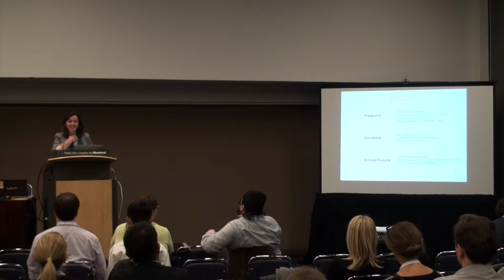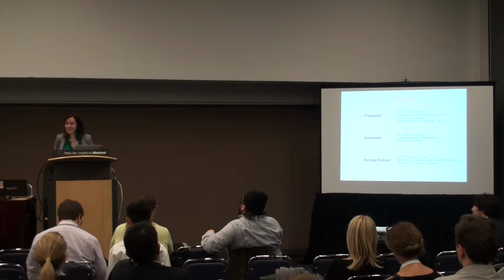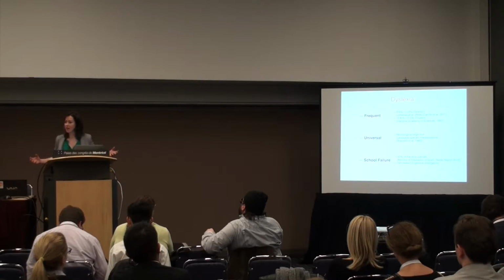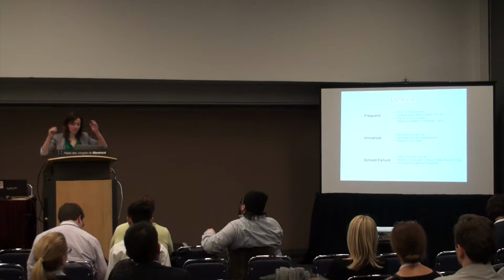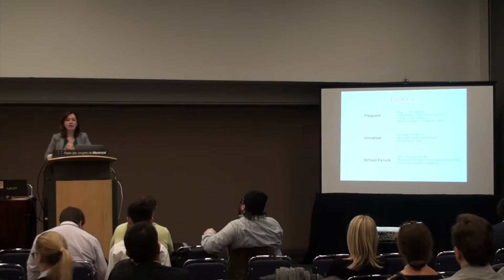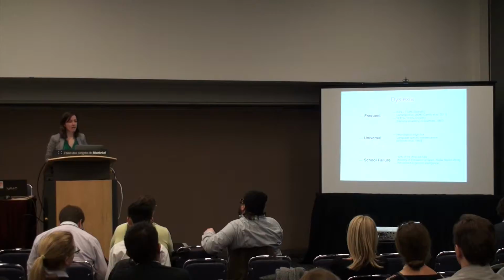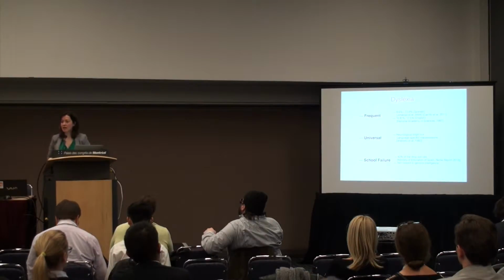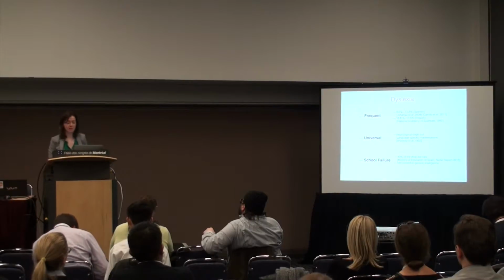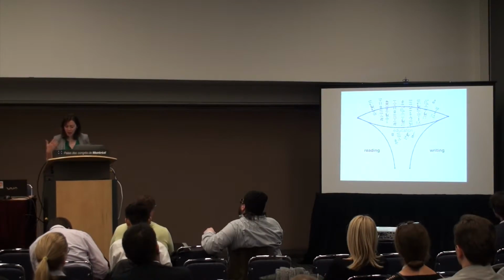You have heard already some things about dyslexia, so I will go very fast. Dyslexia is frequent. It's about 10% of the population. Depending on the language, you have different manifestations, but it's around 10% of the population. It's universal, so it has a biological basis in the brains of people with dyslexia, and it causes school failure. Right now in Spain, and I'm citing our Ministry of Education, 40% of the school failure is due to dyslexia.